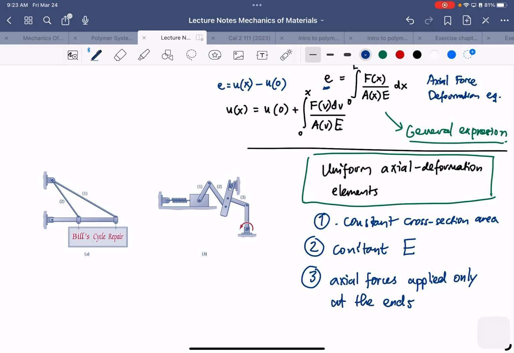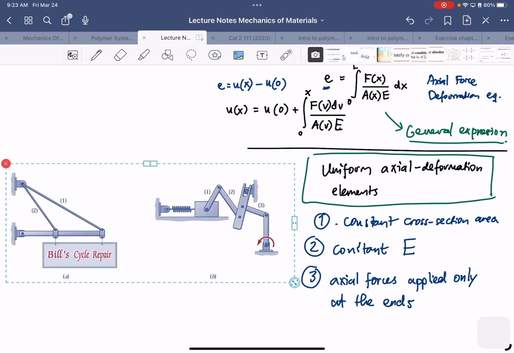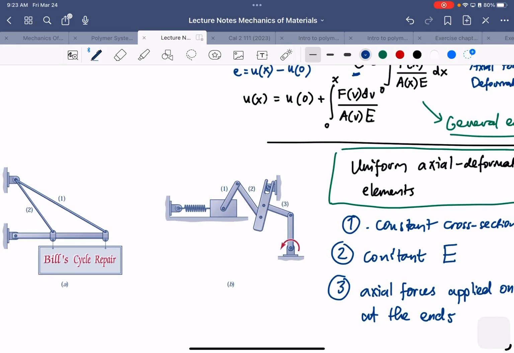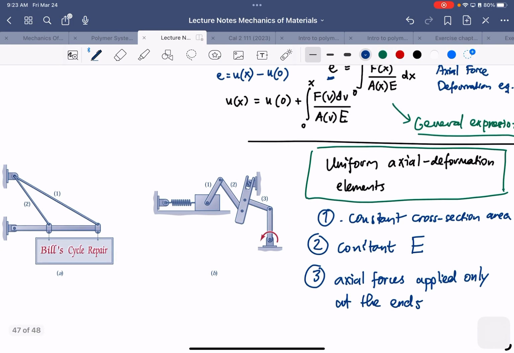And how to look at this uniform axial deformation? We could take as an example these two pictures on the left. Notice that there are some numbers 1, 2, 1, 2, 3, which means that all those elements, these members here, are expected to have a deformation. Okay, they are expected to have an elongation. So you can imagine that it has some weight here.